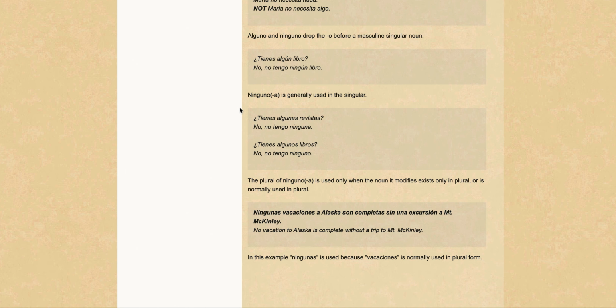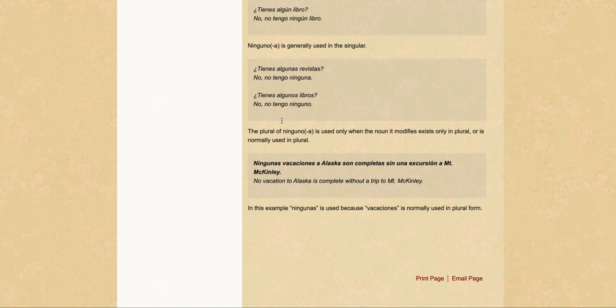And now we're talking about alguno and ninguno. So we drop an o when we use it before a masculine singular noun. Like libro is masculine and singular. So ¿tienes algún libro? No, no tengo ningún libro. So notice that we dropped an o, right? And here we're talking about ninguno and ninguna, generally used in singular. So ¿tienes algunas revistas? No, no tengo ninguna. And ¿tienes algunos libros? No, no tengo ninguno. Right? You're negating it.